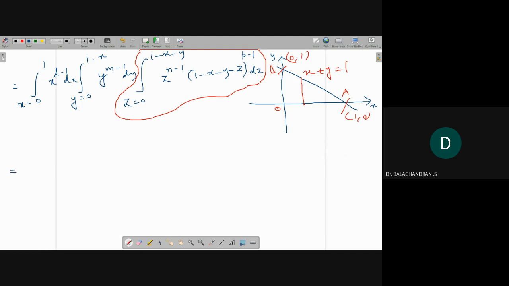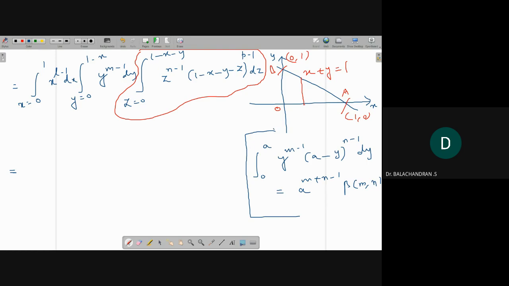What is the result? Please tell once again. The integral from 0 to a of y power m minus 1 into (a minus y) whole power n minus 1 dy is a power m plus n minus 1 into beta of m comma n. Yes, correct.